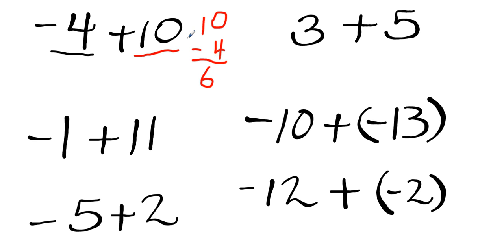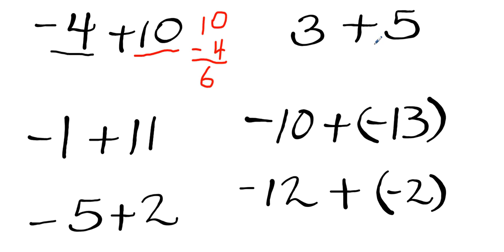Now remember, the rule also says that you're going to look at the numbers. If the signs are different, which of these numbers has the highest absolute value? When you find the one with the highest absolute value, that's the sign that your answer needs to take on. So when you look at this example, 10 has the highest absolute value. So therefore, the answer is positive 6.